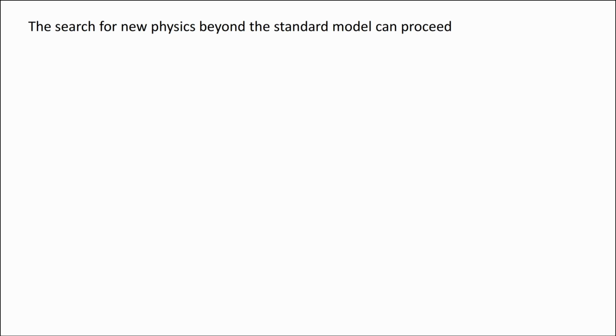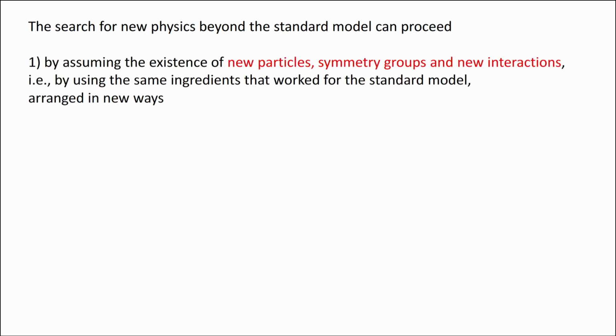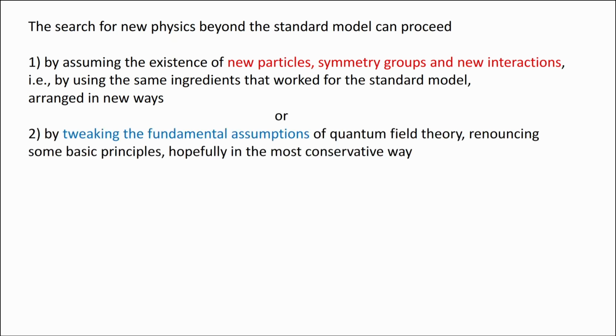The search of new physics beyond the standard model can proceed in two ways. One is by assuming the existence of new particles, symmetry groups, or new interactions, and that means that we use the same ingredients that have worked so far for the standard model and the other theories, possibly arranged in new ways or with various variants, but we are not going to modify the fundamentals of quantum field theory. The second approach is to tweak the fundamental assumptions of quantum field theory, renounce some basic principles, hopefully in the most conservative way, because otherwise we have too much arbitrariness, and see what we can do there.